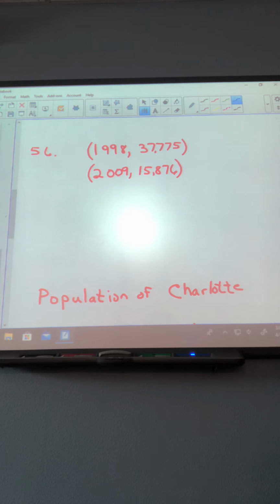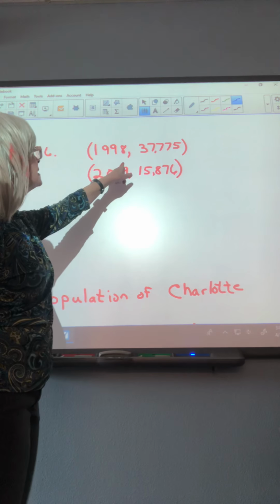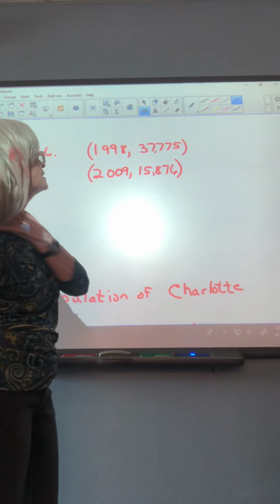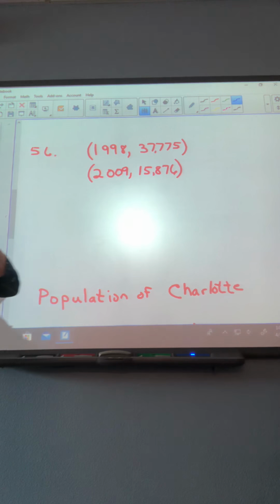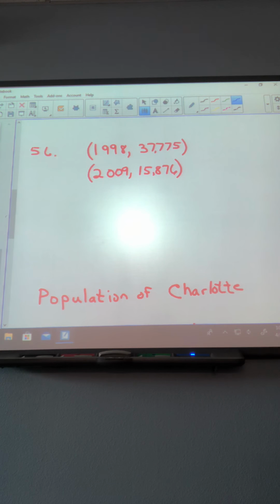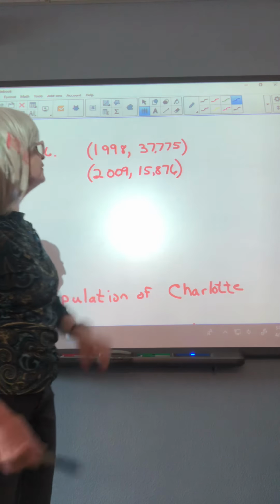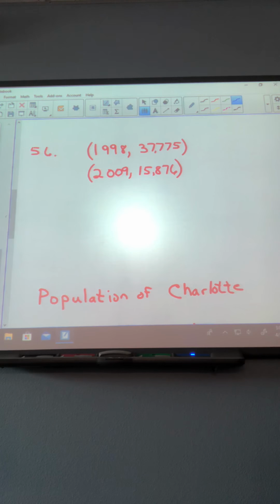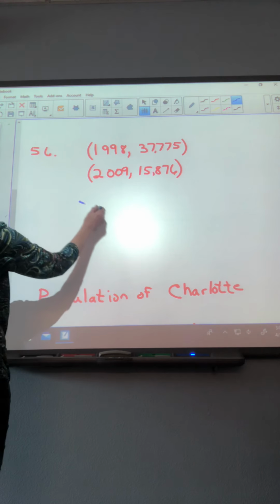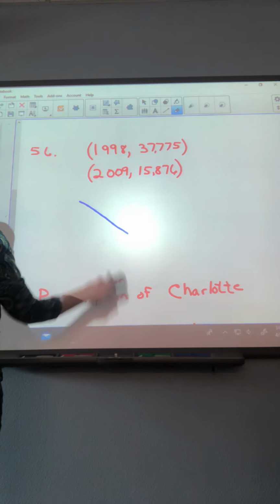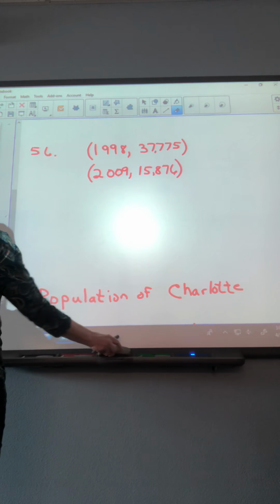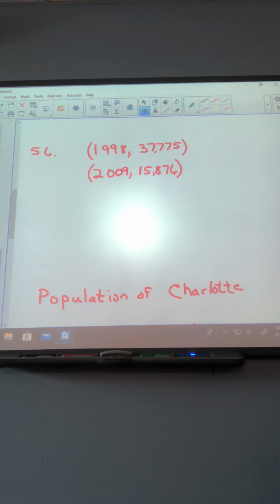So you can see on the graph, in 1998, there were 37,775 injuries on the farms. In 2009, there were only 15,876. So this is going to be a graph that has a line falling. And it's a good thing that it's a negative line because that means that the injuries have gone down.